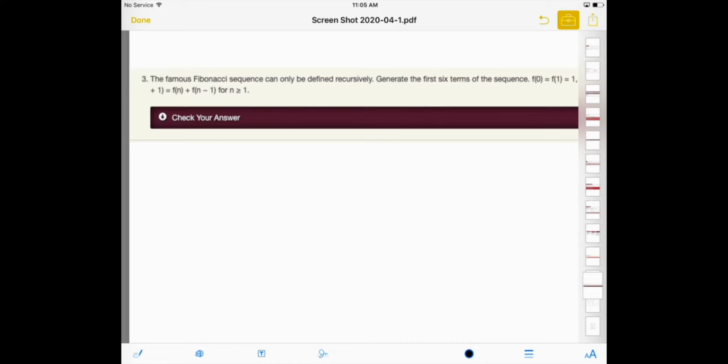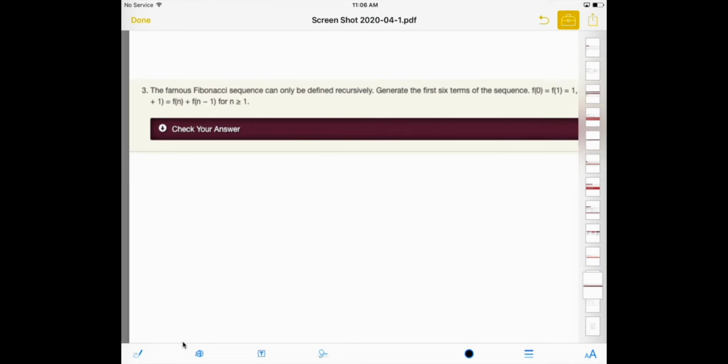So question 3 talks about a very famous sequence called the Fibonacci sequence. Some of you may have heard of it, some of you may have not, but the Fibonacci sequence essentially starts with the number 1 and then 1. So it's 2 ones in the beginning. And then from there you take the current term you're at plus the previous term to get the next one. So you take where you're at plus the previous to get the next one.